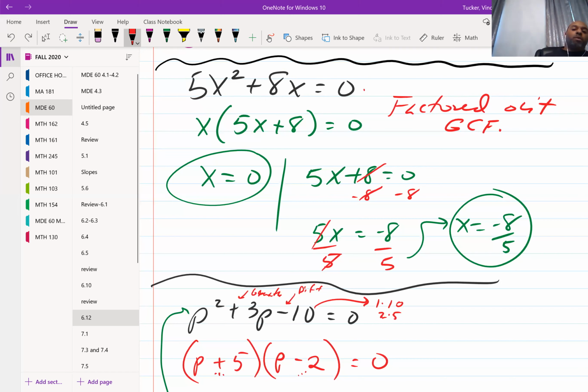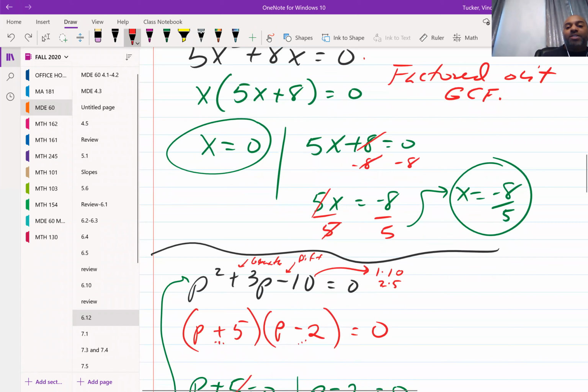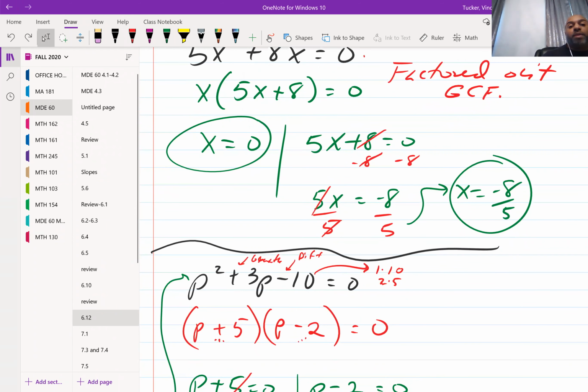So it goes back to what we were doing originally when we were pulling out a common term from each. I had x in common with both of these, so I pulled that to the outside, and that left me with 5x plus 8 on the inside of my parentheses. Okay, now I understand that part. I got it when you say it like that. It was confusing me. So from there you just set each part equal to zero. You've got two pieces, x and 5x plus 8. Set both of them equal to zero, and then you can solve.